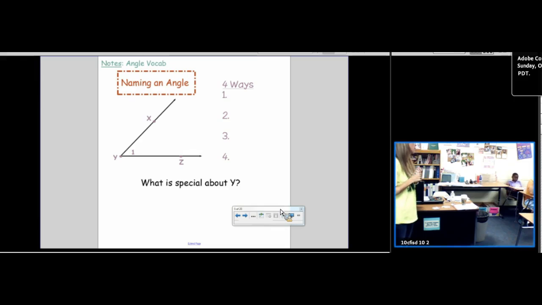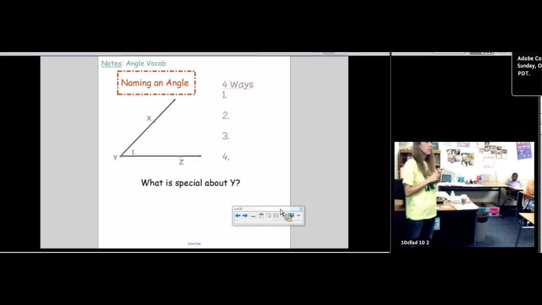Sadie, did you want to try one? A way to name it? Who wants to try one? It's not going to be a vocab word, guys. Could I name this angle? Could I name it X?